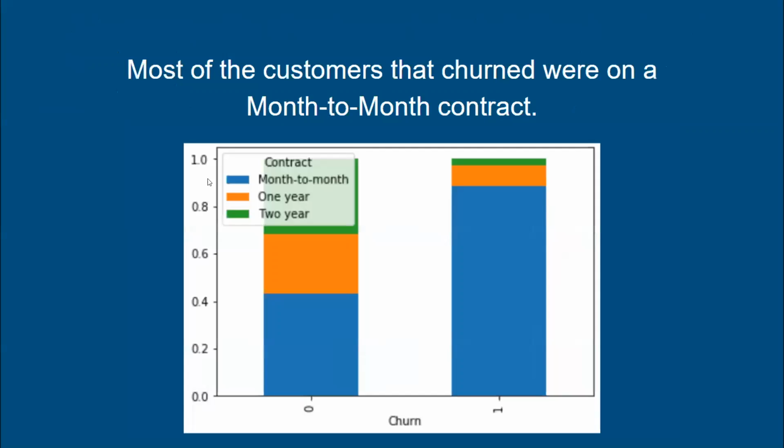Then we found out that most of the customers that joined were on a month-to-month contract. So this is the stacked bar chart. The blue part represents the people on the month-to-month contract, and we found out that most of the people that joined were on that part, about 90%.